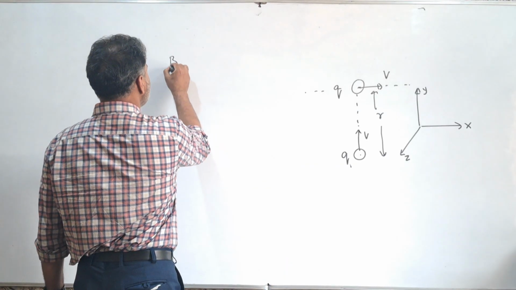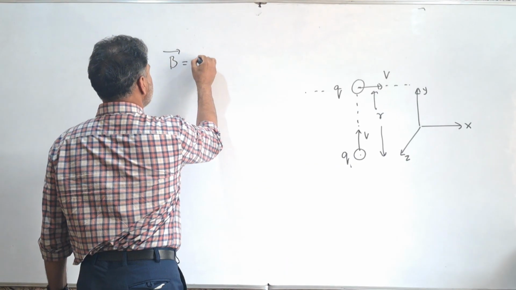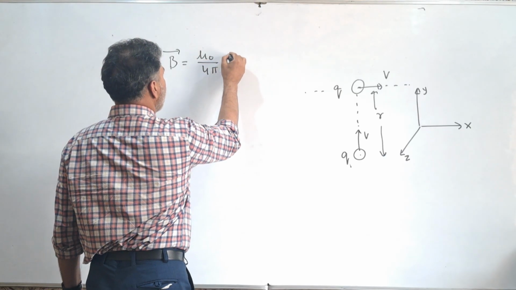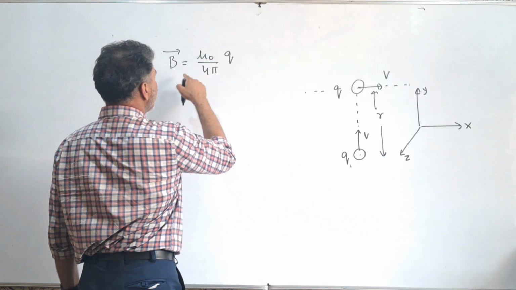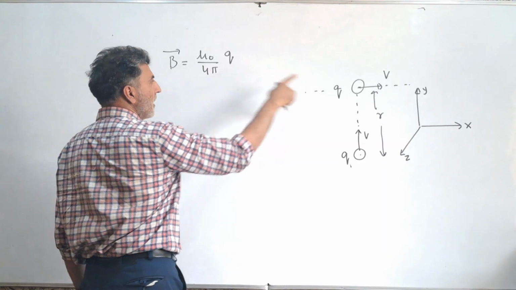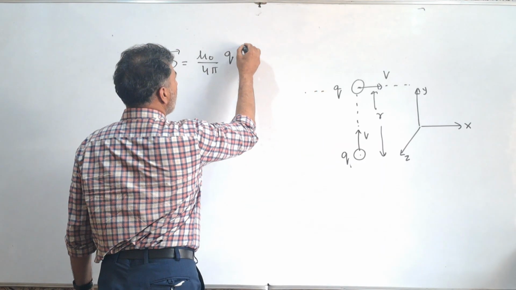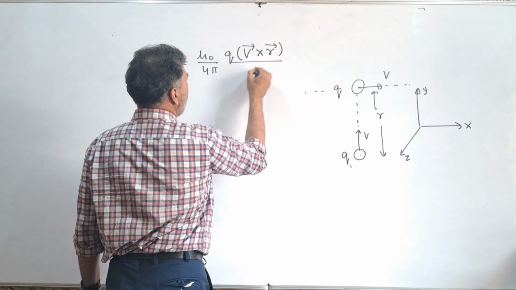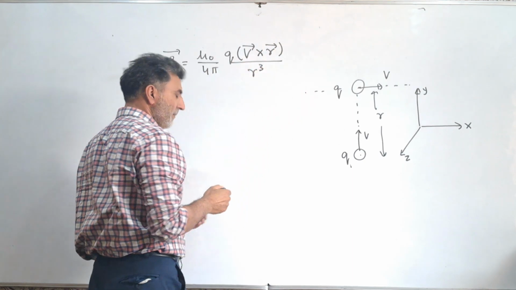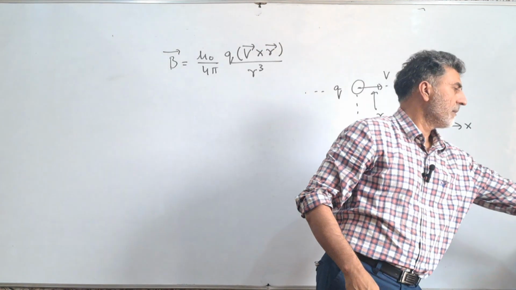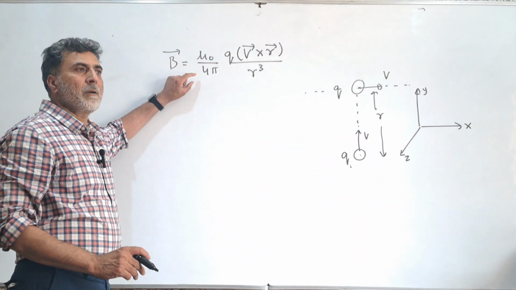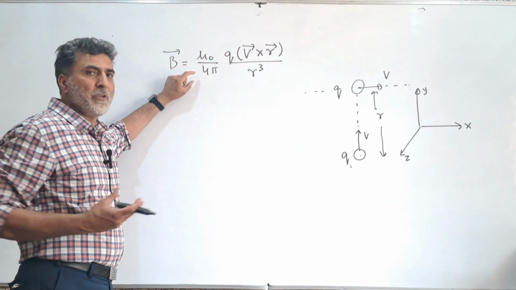The magnetic field due to a moving charge is a vector, that is mu 0 by 4 pi, q, the charge of the moving particle, v cross r, divided by r cube. This is the formula for the magnetic field produced by a moving charge.